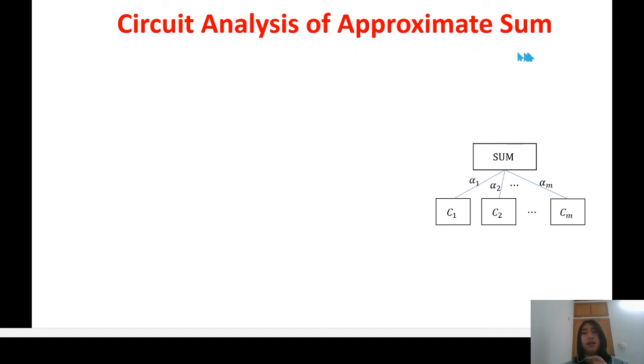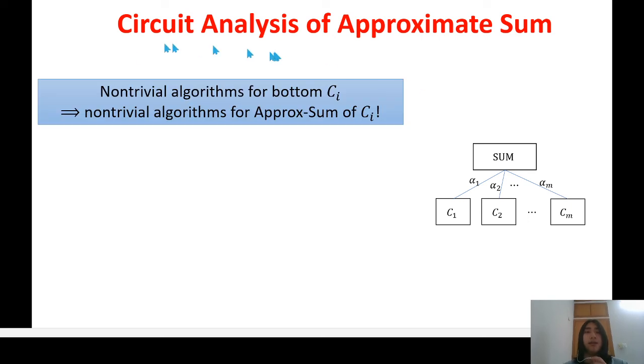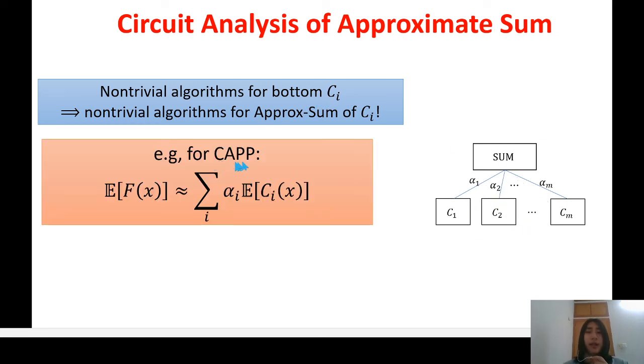There are two advantages of approximate sum. The first is that we can do circuit analysis of approximate sum if we can do circuit analysis for the bottom C_i. For example, for CAPP algorithms, if we can estimate the accept probability of each bottom C_i, then we just compute a weighted sum of these accept probabilities, and it should be very close to the acceptance probability of the approximate sum.